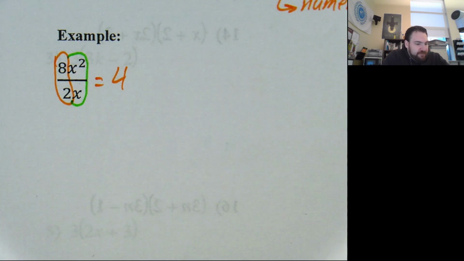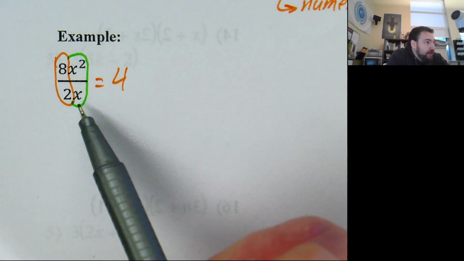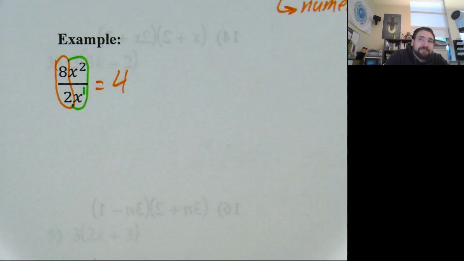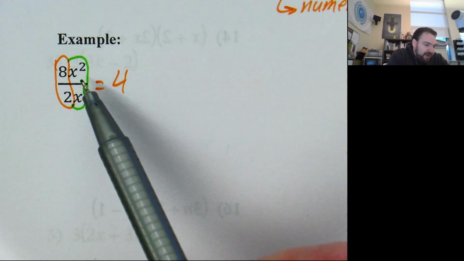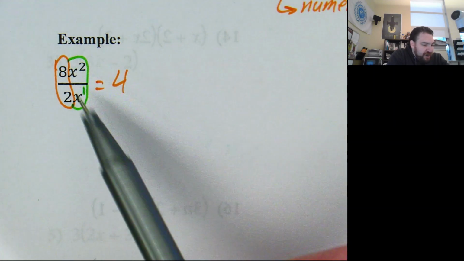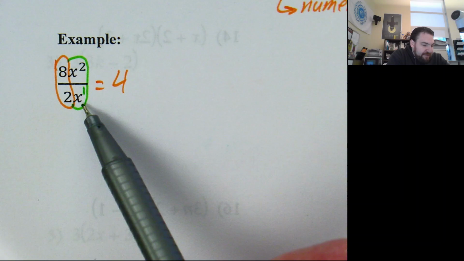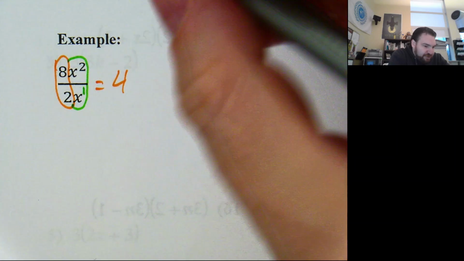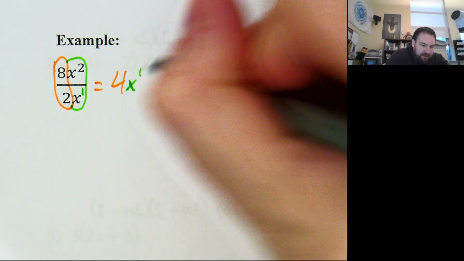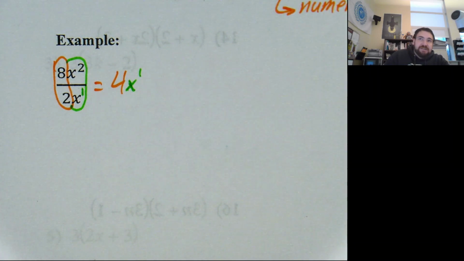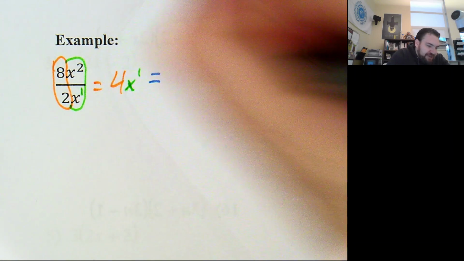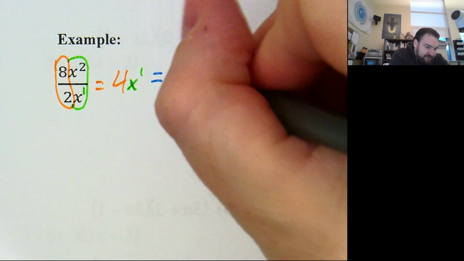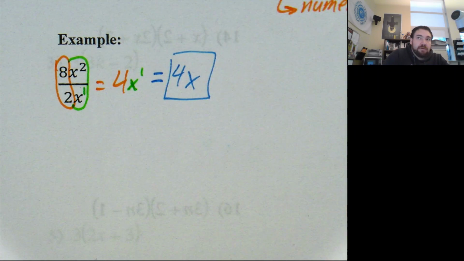And now what do I do with this piece? What is x squared over x? Well, when there is no exponent written, the exponent is a 1. So let's put the 1 in there. And now when I'm dividing, I subtract exponents. It's always top minus bottom. So I've got x squared divided by x to the 1. So 2 minus 1 is 1. So this is just going to be x to the power of 1. And so what this means is 8x squared divided by 2x is 4x.